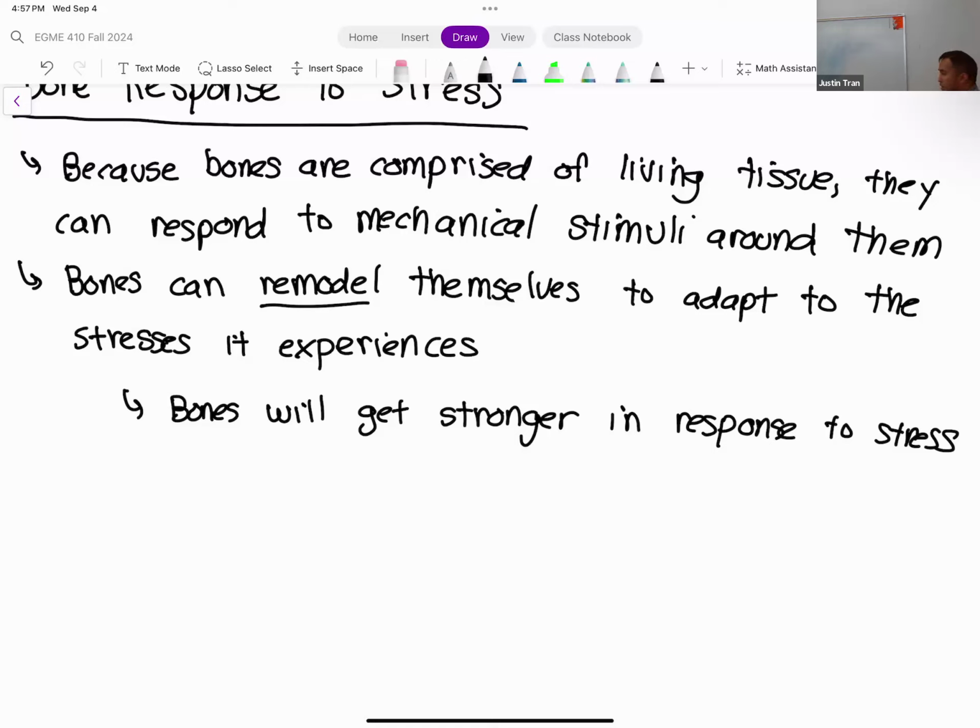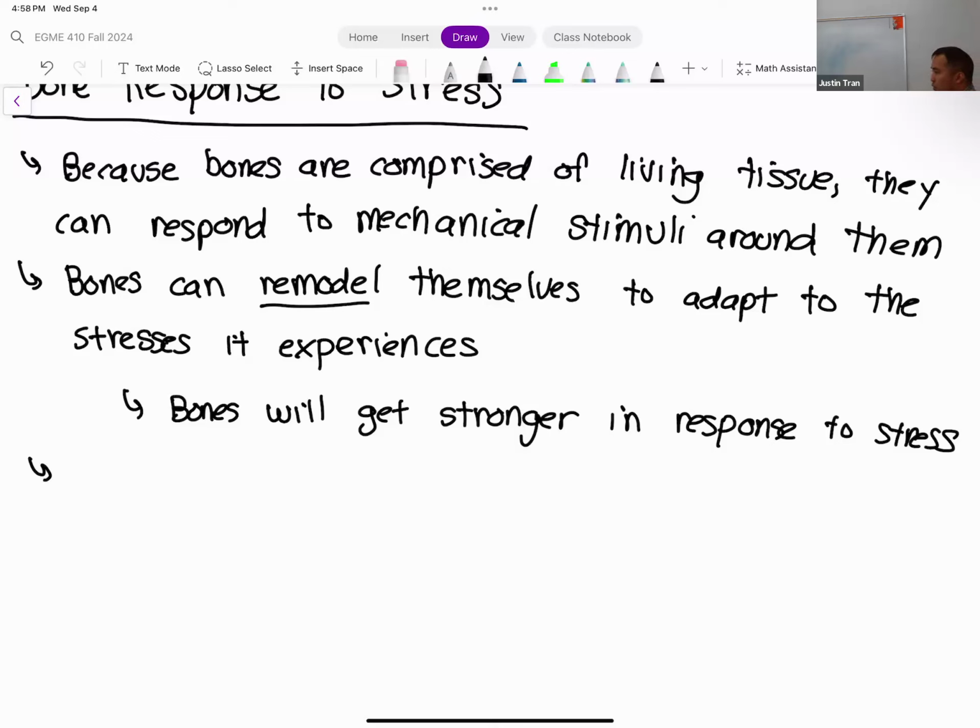Right, so this makes sense, right? Just like we design an engineering structure, if we know a certain part or component is going to be exposed to high forces, then we're going to design it to be stronger in order to withstand it, right? Your body is very much the same way. Okay? So how does this occur?